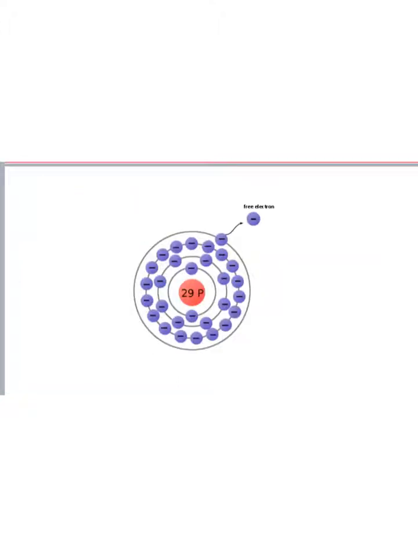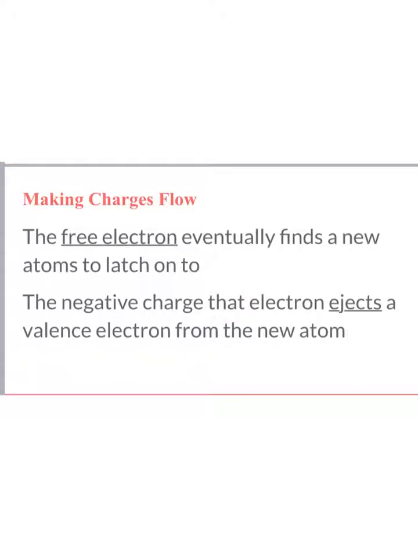So let's talk a little bit about what that means. That means that if somehow this valence electron is forced off of this atom, then we have a free electron that is carrying a negative charge. And this negative charge has to go somewhere. So what happens is that free electron eventually finds a new atom to attach onto.